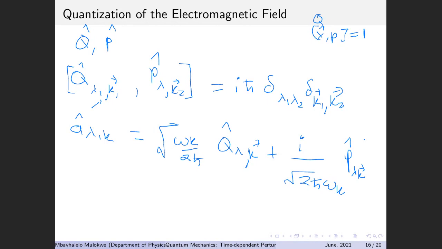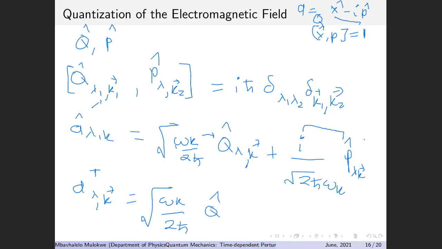I think the analog of that expression is a equals x minus i p in my notation. It's just that when I started the lecture, I had rescaled everything, so this thing there was what I was calling x, maybe without that i. And similarly, a dagger lambda k is the square root of omega k over 2 h bar, times Q hat lambda k minus i over the square root of 2 h bar omega k, times P lambda k.